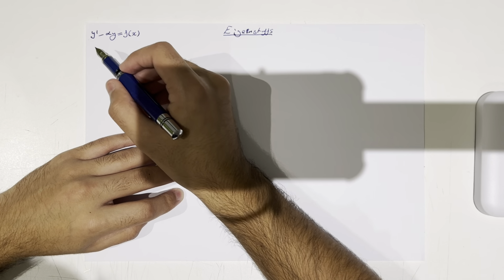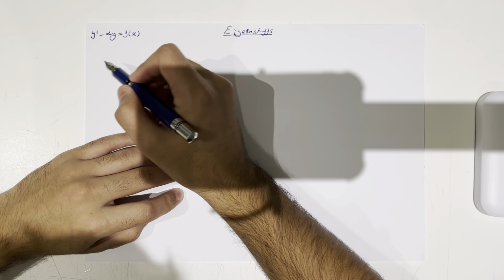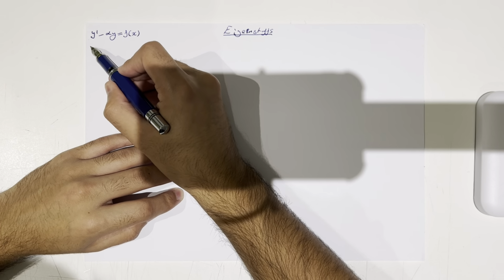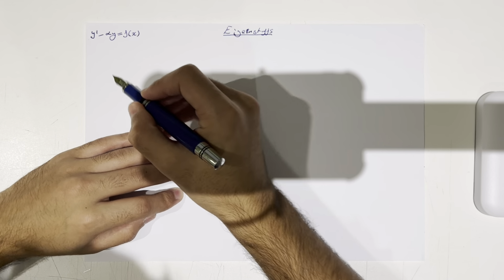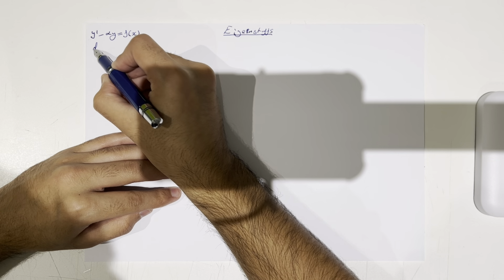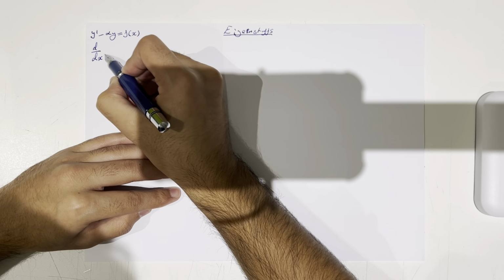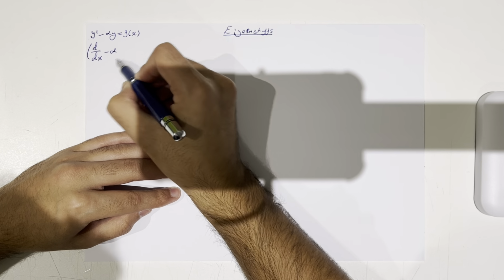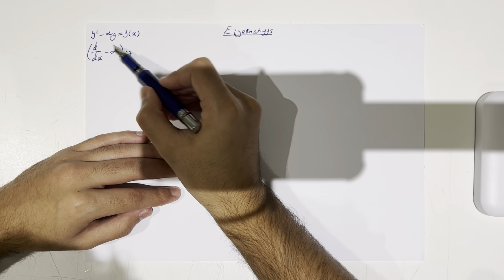This is what we call a linear differential equation. This is an ordinary differential equation. It's linear because the operator acting on y is linear. Now, what does this mean? It means that we may write this left-hand side as d over dx minus alpha operating on y. And you can check that this is linear.